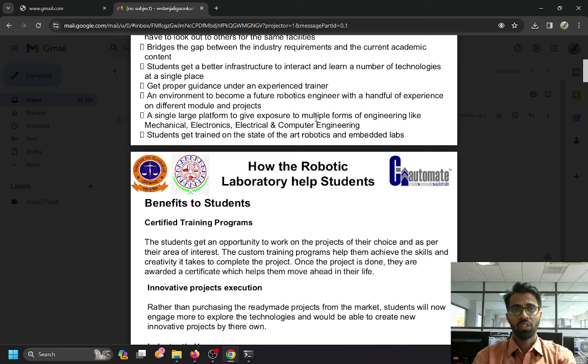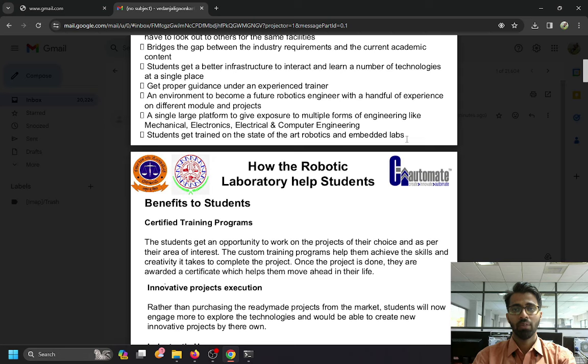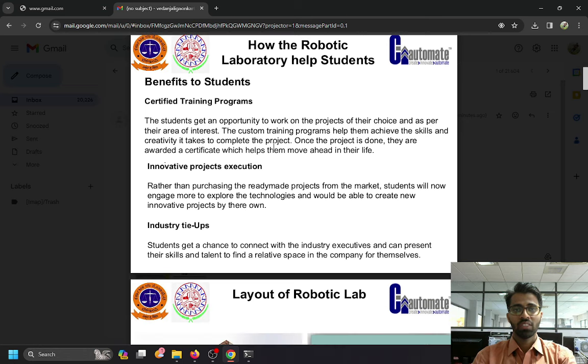A single large platform gives exposure to multiple forms of engineering like mechanical, electronics, electrical and computer engineering. Students get trained on state of the art robotics and embedded labs. Benefits to students: certified training programs. The student gets the opportunity to work on projects of their choice and as per their area of interest. The custom training programs help them achieve the skills and creativity it takes to complete the project. Once the project is done, they are awarded a certificate which helps them move ahead in their life.